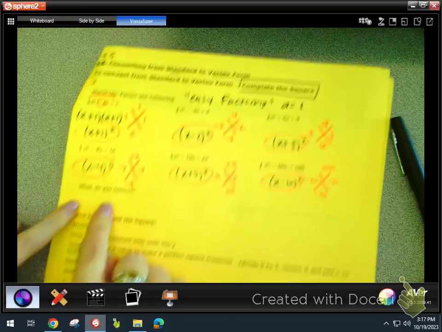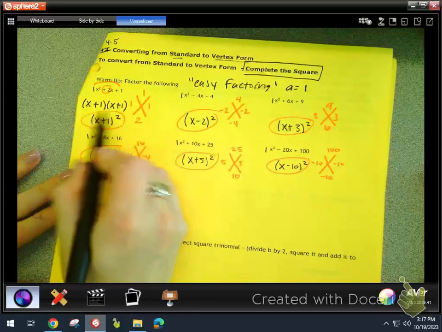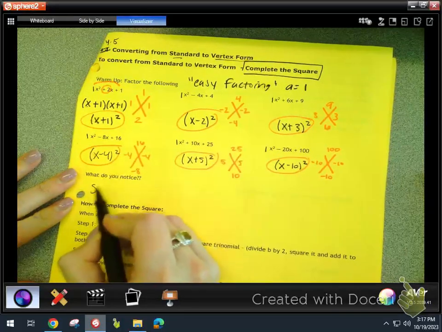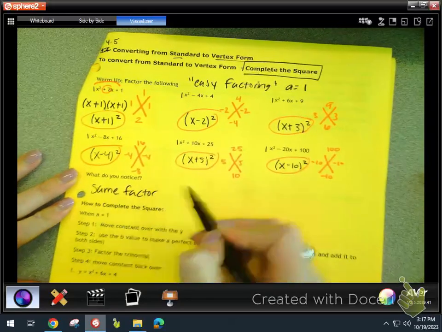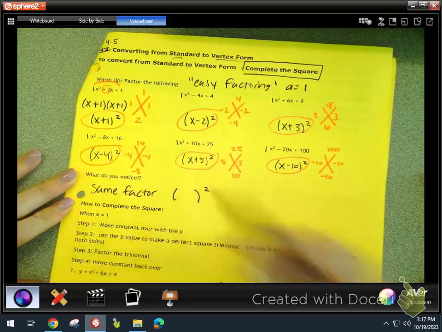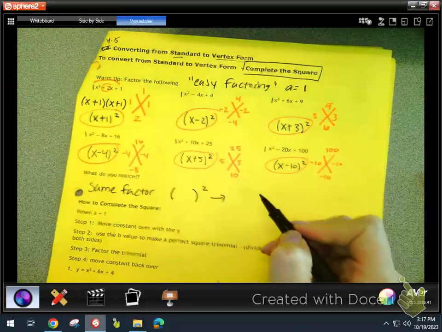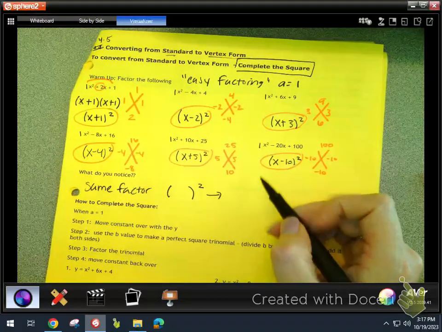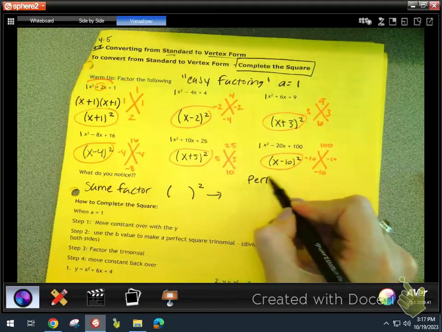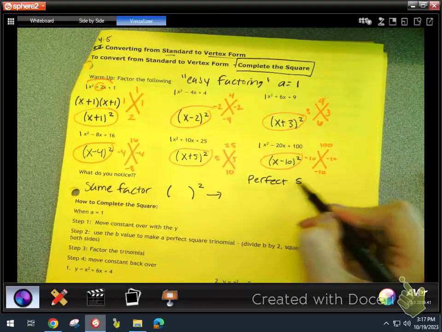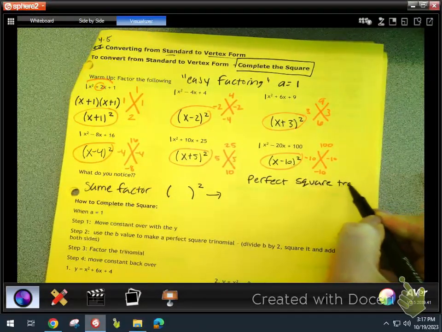So what did we notice about our factors? Every single time, they were the exact same factor. So we were able to write it as the parentheses squared. So what that is called is when you have the exact same factor squared, it's called a perfect square trinomial. Have y'all heard of this at all? Do y'all know that pattern? Trinomial.